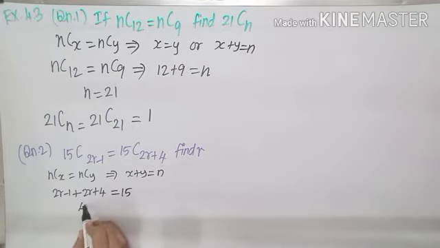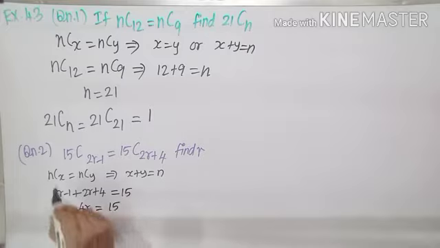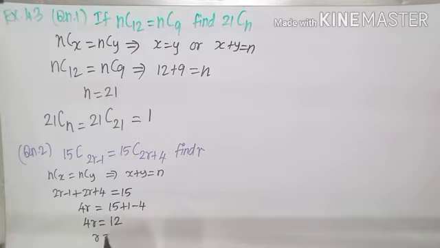2R plus 2R, 4R equals 15 plus 1 minus 4. Or we get 4R equals 12. R is equal to 3. The question is to find R. R equals 3 is the answer.